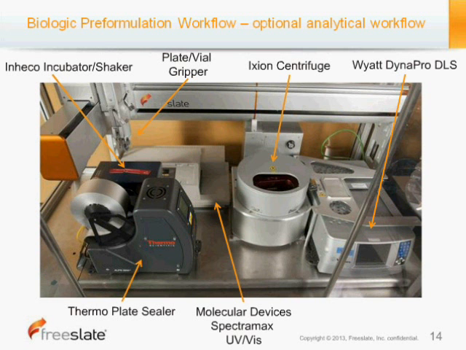Specifically, starting on the left, we have incubator shakers that can be used for 96-well plates. Then we have our robotic system with the vial plate gripper, which can basically move 96-well plates and other sample racks from place to place, and also back to core module 1 via the carousel. Next we have an Ixion centrifuge, which can be used to centrifuge your samples down prior to analysis. We have an integrated Wyatt DynaPro DLS, then a Molecular Devices SpectraMax, and finally a thermoplate sealer for 96-well plates.